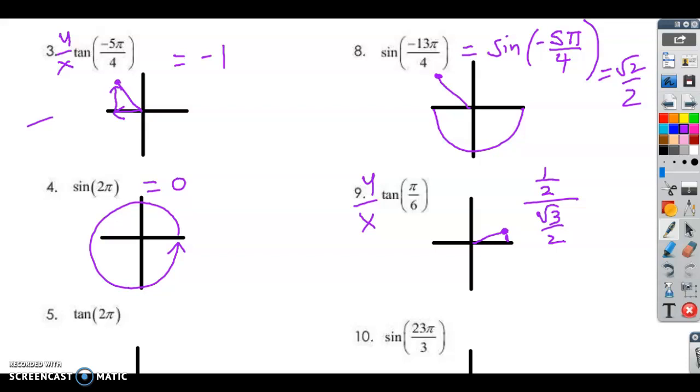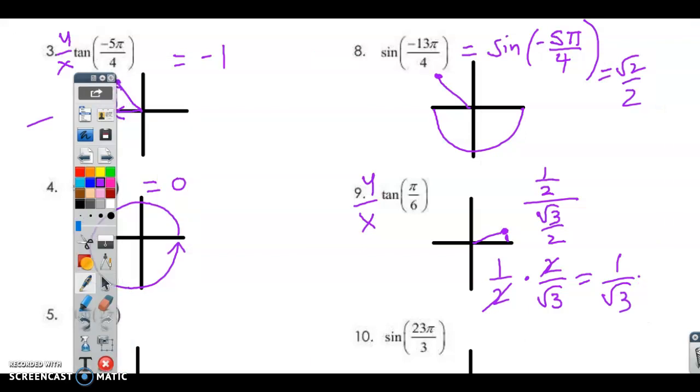That ends up being keep, change, flip, 1 over root 3. Rationalize it, multiply by root 3 over root 3. I end up getting, running out of room here, sorry, there we go, root 3 over 3. So that's why I say just memorize it so you don't have to do that every time. Tangent of pi over 6 is just root 3 over 3.